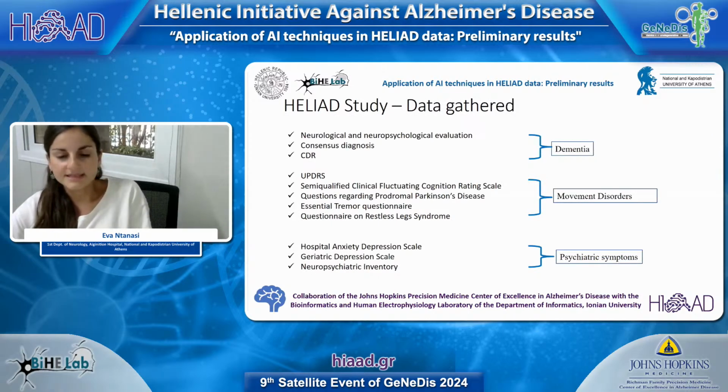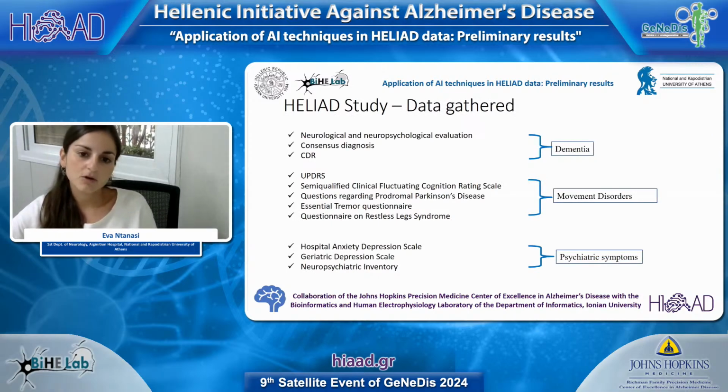Moreover, in this study, all participants undergo a structured physical examination. The neurologists that participate as researchers in the study carry out a neurological evaluation and document all the neurological findings from the participants. They also administer some scales that we can see in this slide, which provide clinical information about the presence of cognitive impairment or dementia, about movement disorders and psychiatric symptoms.